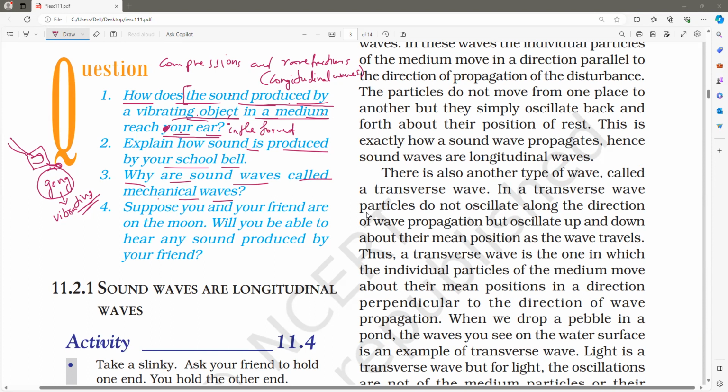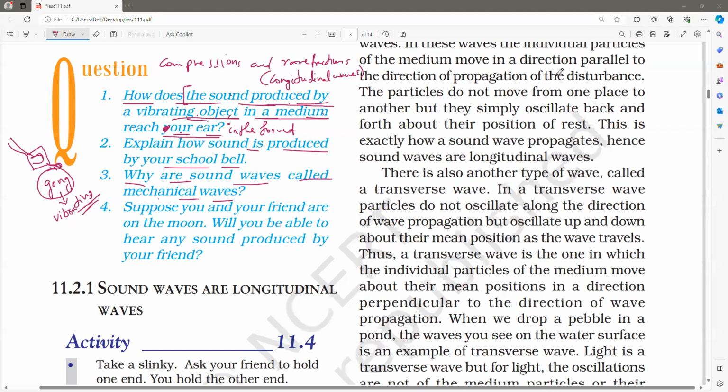Mechanical waves, I told you the definition: waves which need a material medium for their propagation are called mechanical waves. That is why mechanical waves may be transverse waves or longitudinal waves. We cannot say which is which. Whatever waves need a material medium for propagation are called mechanical waves. We all know sound does not travel without a medium. Sound cannot propagate without a medium. So that's why sound is a mechanical wave.